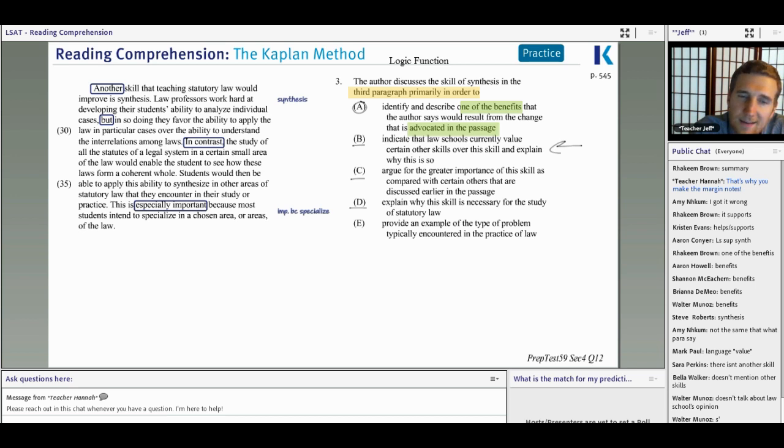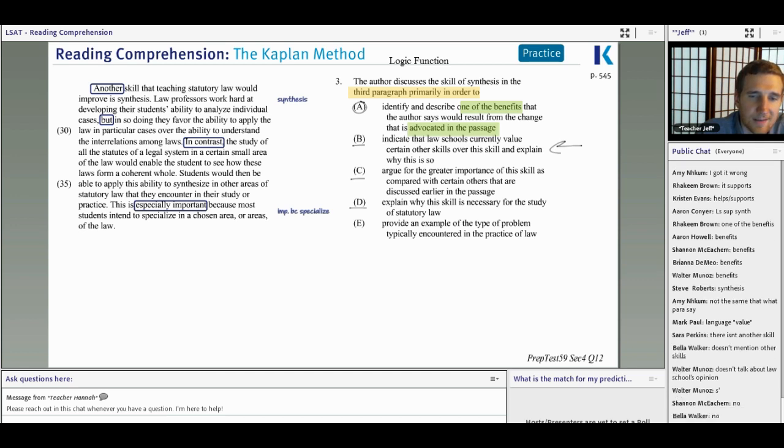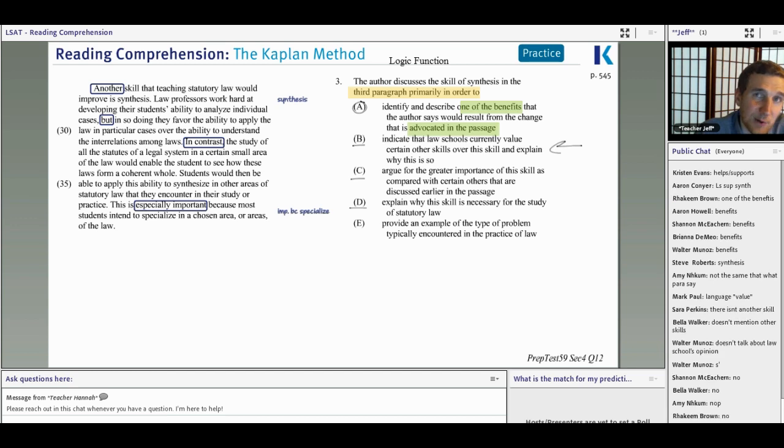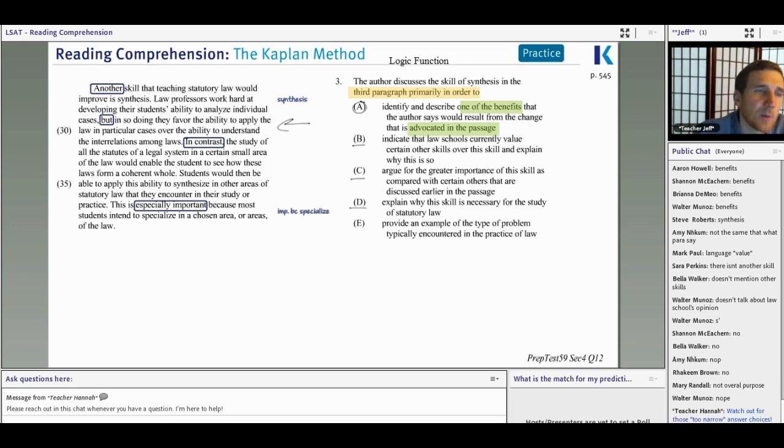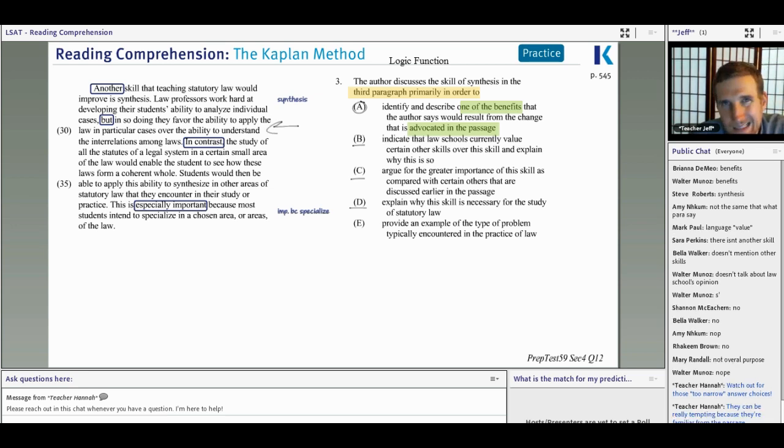Because is this one sentence the purpose of the whole paragraph? What do you think? Is this one little part where we learn about law schools and what they favor over synthesis? No, that's not the overall purpose, right? Also, we're not getting a lot of information that explains why this is so. It more just says that they favor this ability over the other, and that's it, okay?